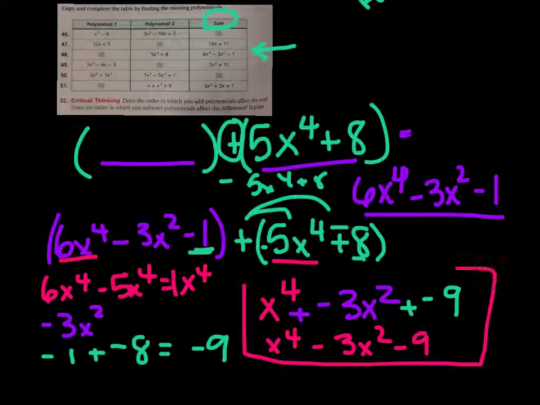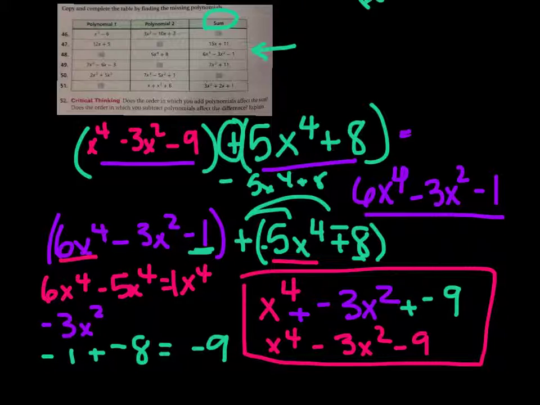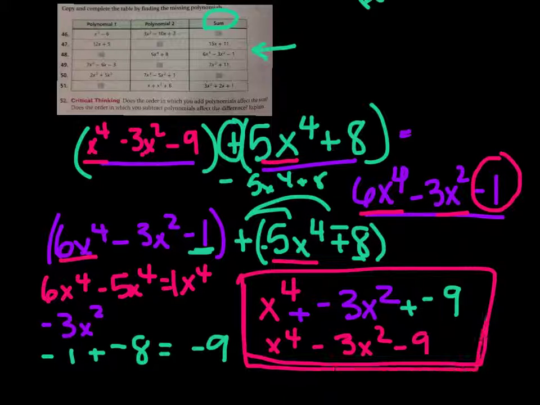Either one works, but if we were to put that together in here, x to the 4th minus 3x squared minus 9, and add them up, we can see negative 9 plus 8, that'll get us a negative 1. Negative 3x squared, there's nothing to take away from it, so we still have a negative 3x squared. And x to the 4th plus x to the 5th, 6x squared. So here is our final answer for that.